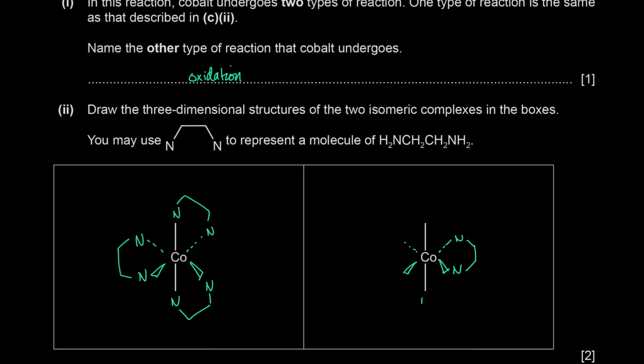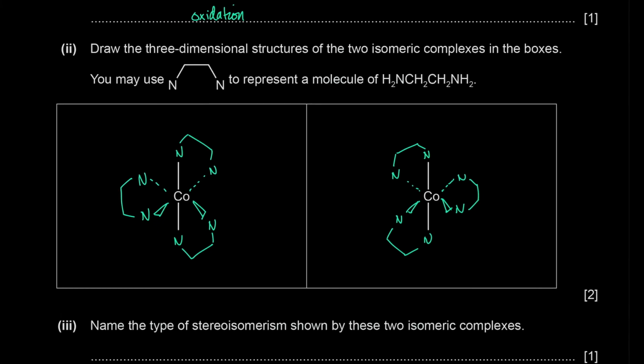We're going to have this, then we have this bidentate ligand here, and then we have this bidentate ligand here. So these two are mirror images of each other. They're non-identical mirror images of each other. So this type of stereoisomerism shown by these two isomeric complexes is optical isomerism.